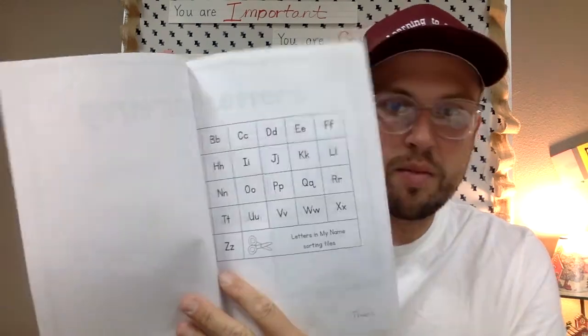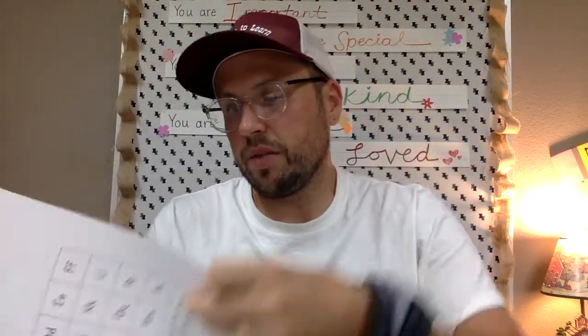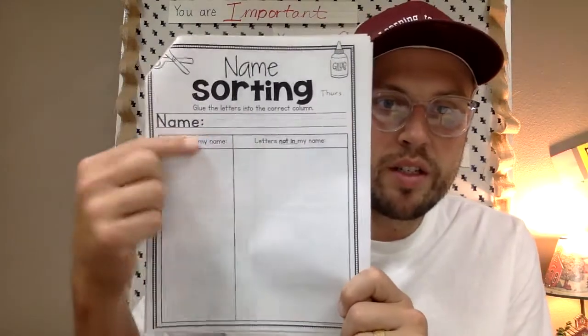Okay, behind this page is a page of letters. You can actually pull this page right out of your packet. It's free! Put it off to the side and turn back to this page. Okay, and what you're going to do is write your name right up here at the top. So, anybody remember my name? Paul. Paul starts with a P. P-A-U-L.